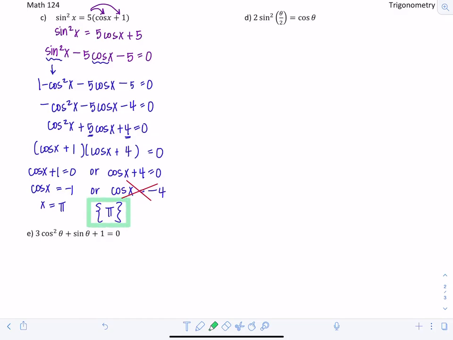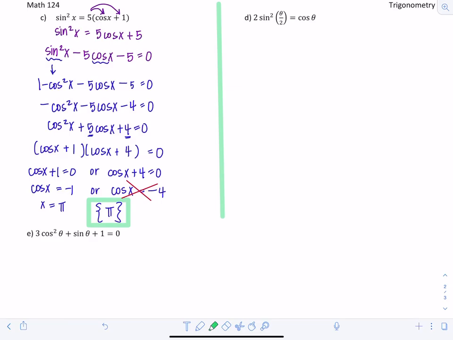All right. How are we doing? These ones are maybe a little bit easier than the first couple examples, as long as your factoring is pretty good. Okay, example D, we have 2 sine squared theta over 2 equals cosine theta. Again, notice I have a mix of sine squared and cosine theta. And so I want to replace that.